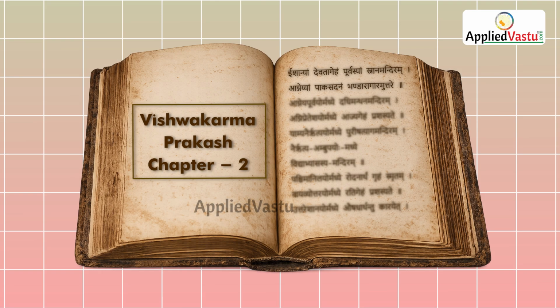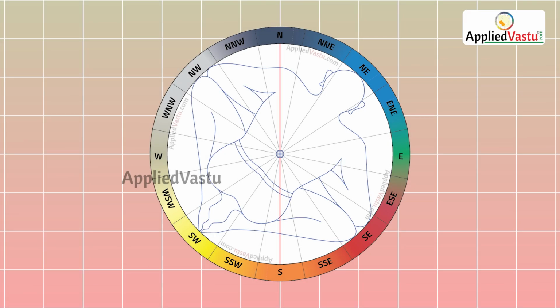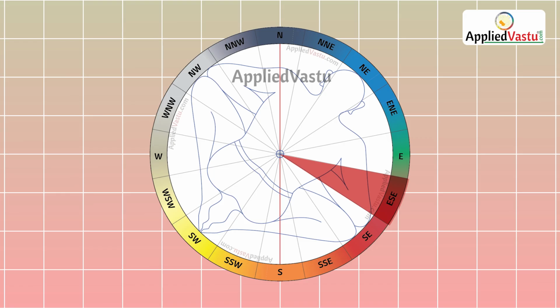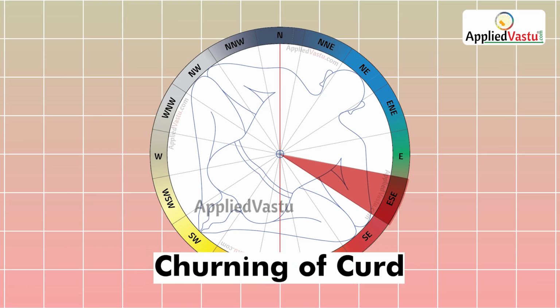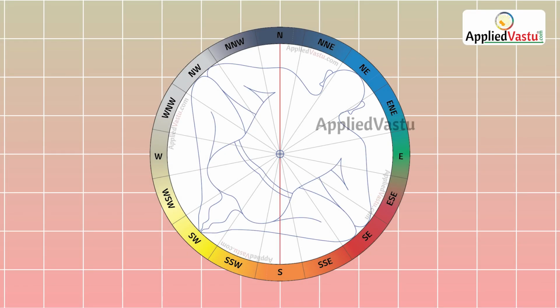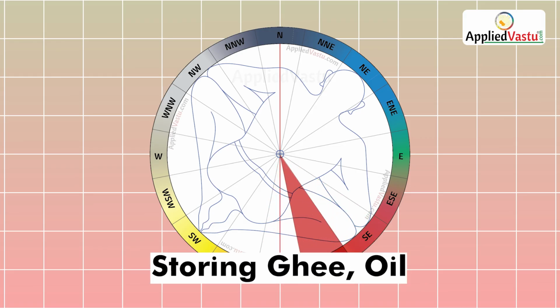The next line is: अग्नेय पूर्वश्च मध्ये दधि मंथन मंदिरम. According to this shloka, the zone located between the east and southeast directions, which is east of southeast, is considered suitable for activities such as churning curd and other food processing related tasks. The next line is: अग्नेय प्रेतश्च मध्ये अजगिहं पश्यते. This shloka means the zone located between the southeast and south directions, which is south of southeast, is considered auspicious for storing ghee, oils, and other fire-related consumable substances.